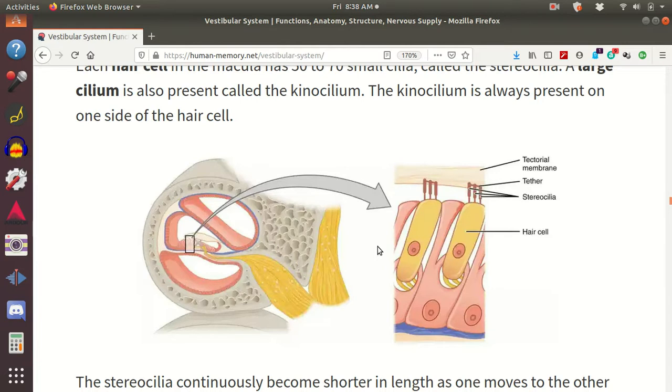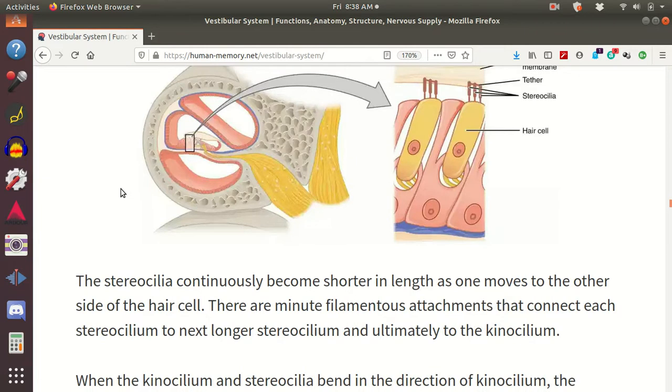You have the hair cell, you have these nerves going to the hair cell, and the stereocilia are tethered to the tectorial membrane. Inside of this, they're little sensors. The stereocilia continuously become shorter in length as one moves to the other side of the hair cell. Seems like simple geometry.